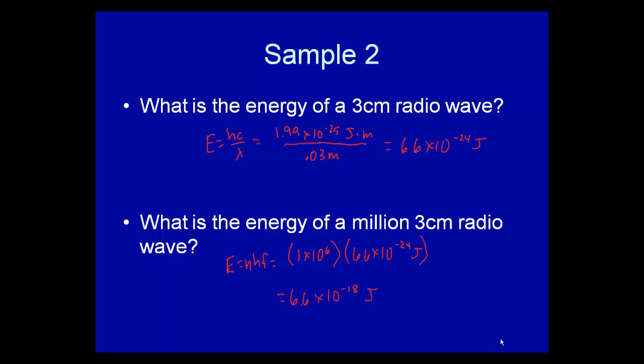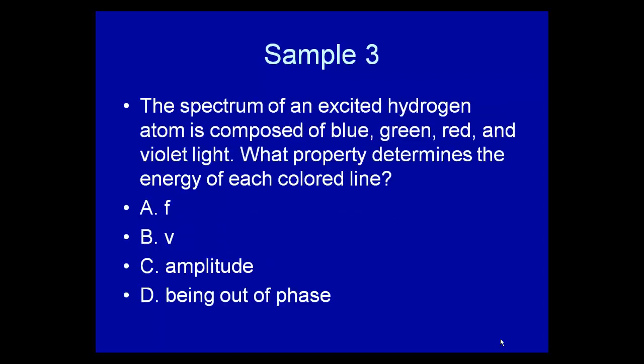Now remember, when you're multiplying numbers with times 10 to the negative 24th and times 10 to the 6th, you simply add the exponents.